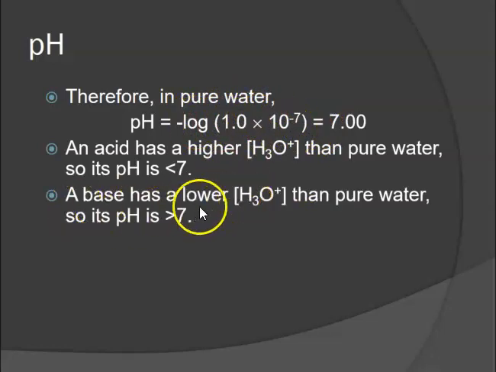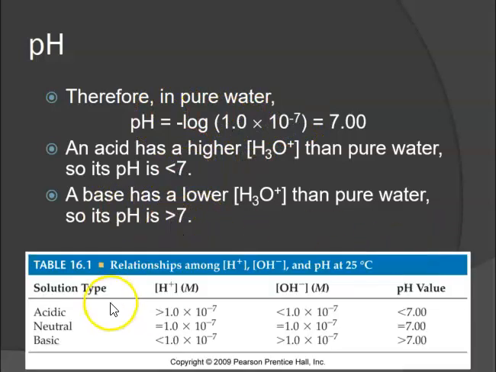If I have a base, it's going to have a lower concentration. So maybe I'll have 1 times 10 to the minus 9 moles per liter of hydronium. And the negative log of that would be 9. Right? Or 1 times 10 to the minus 10. So the negative log of that would be 10. So pH would be greater than 7. All right, so just remember, when you have an acidic solution, the pH is less than 7. If you have a basic solution, the pH is greater than 7.